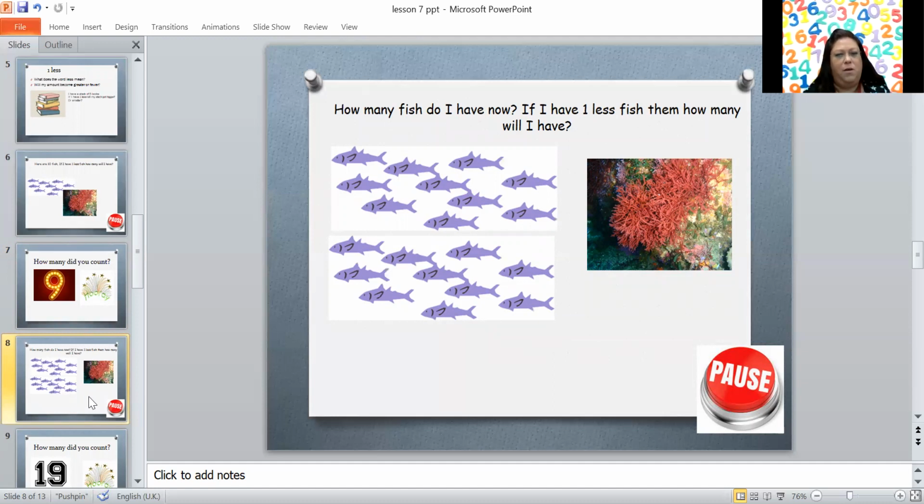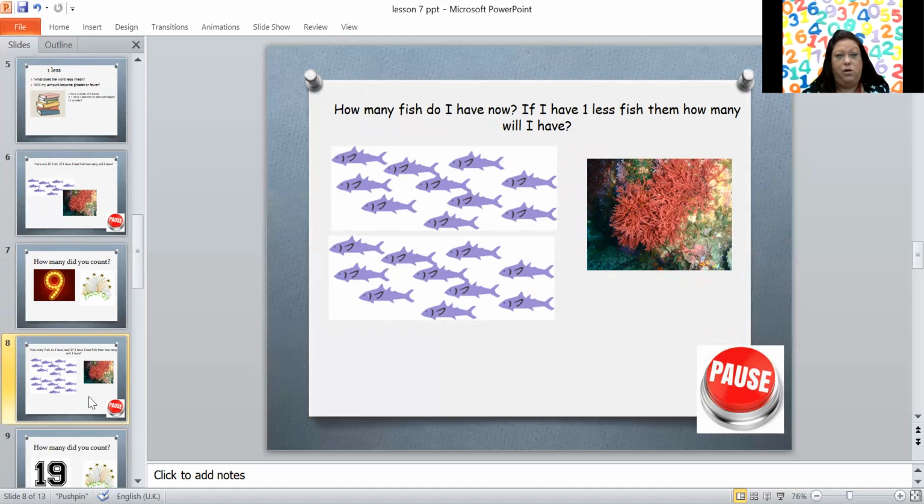It's going to be a bit tricky to count in 5s or 10s though, because they're not in nice neat lines, but it's up to you if you want to give it a go. Challenge yourself. And then we're going to work out how many we will have if we have one less than this amount. But job number 1 is count out the amount of fish on my screen.